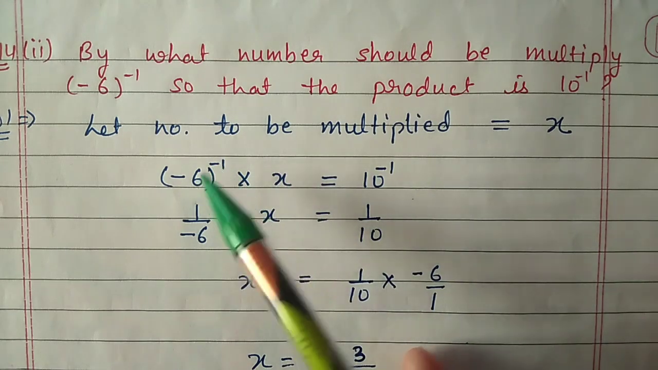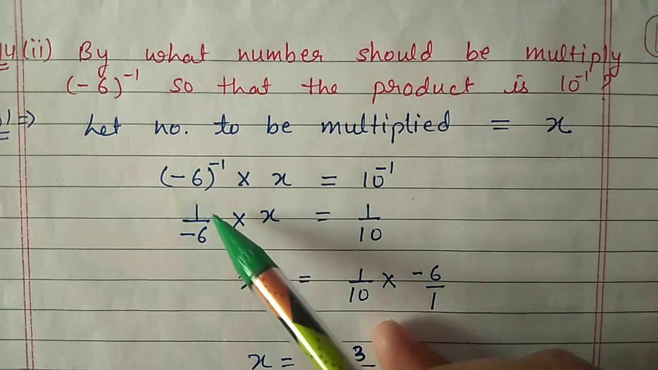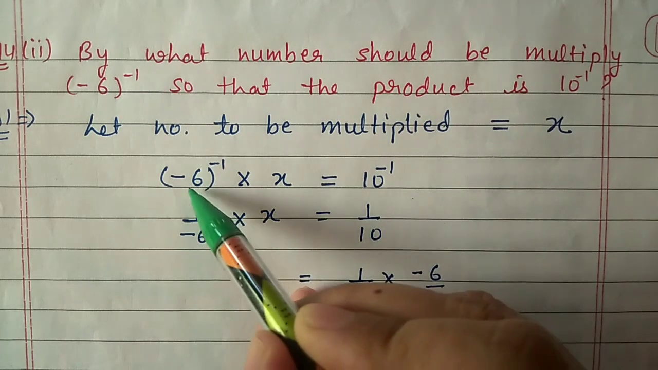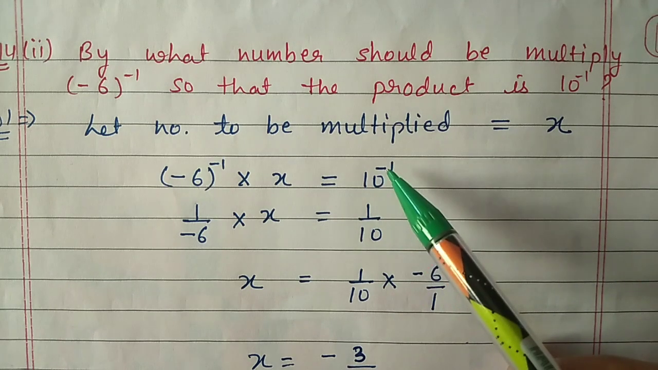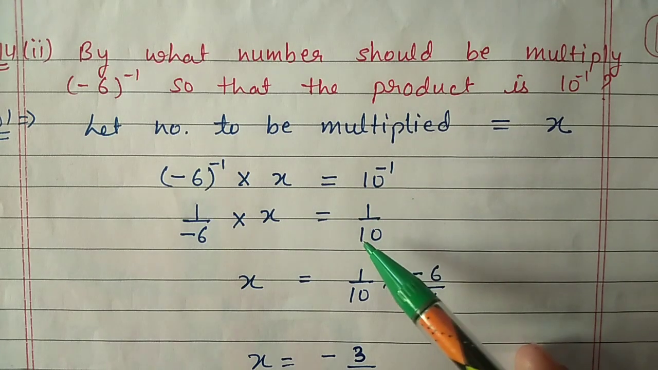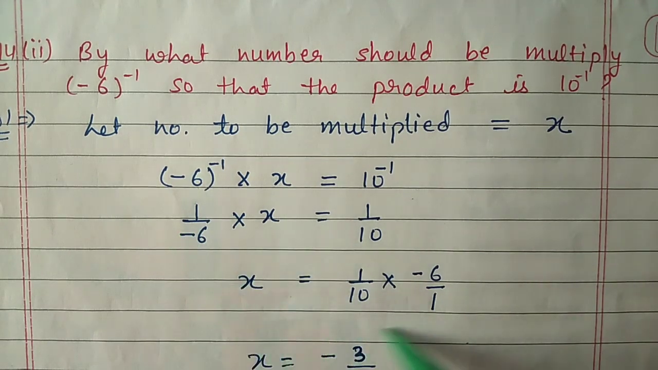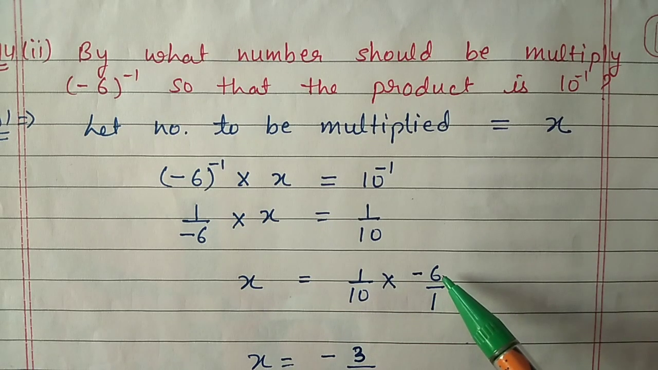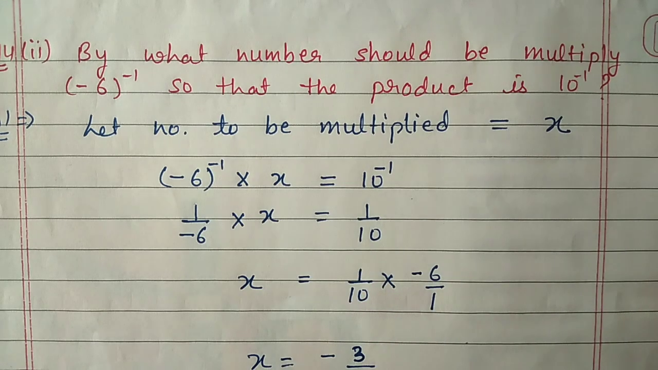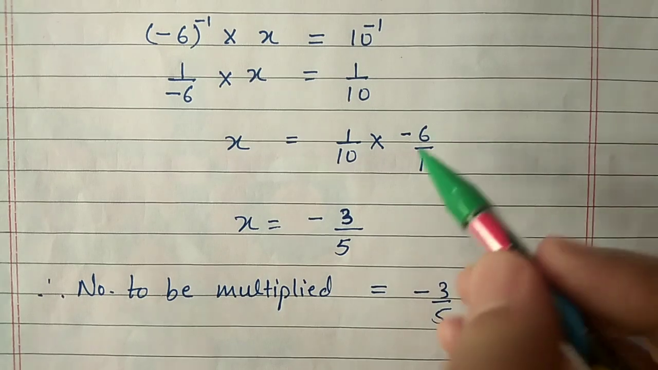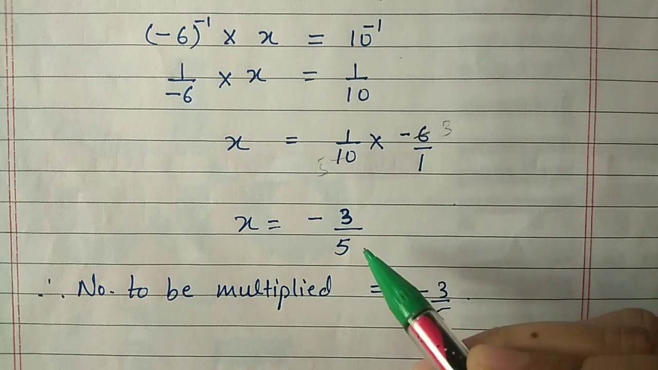First step, this minus power we will make it plus. So to make it plus we have to take the reciprocal. Minus 6 reciprocal will be 1 by minus 6. If a denominator is not there, it means 1 is there in the denominator. Same thing on the right side also, 10 to the power minus 1 we can write as 1 by 10. Next step, this minus 6 here is in division. When we shift it to the other side, it will go for multiplication. So 1 by 10 multiply by minus 6 by 1. Then simplify it, cancel with 2 table, 2 3 and 2 5 times. So the x value will be minus 3 by 5.